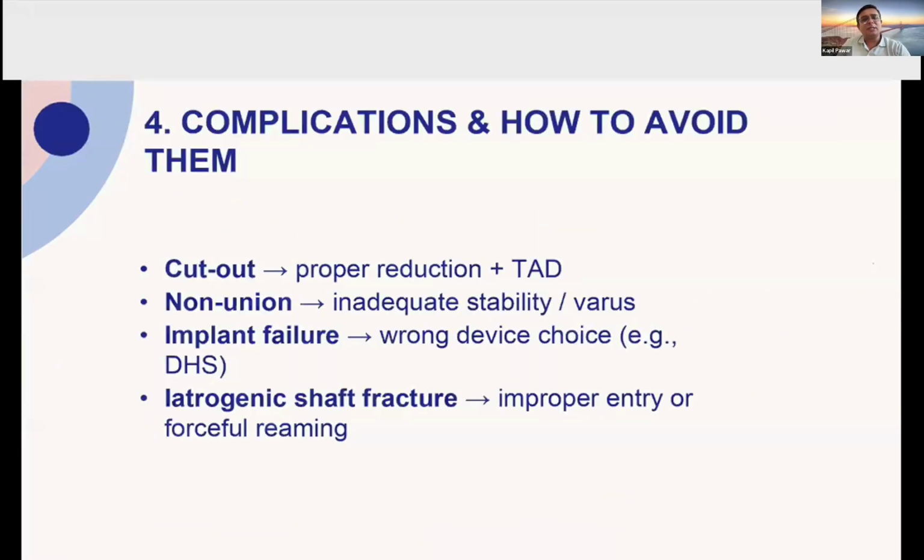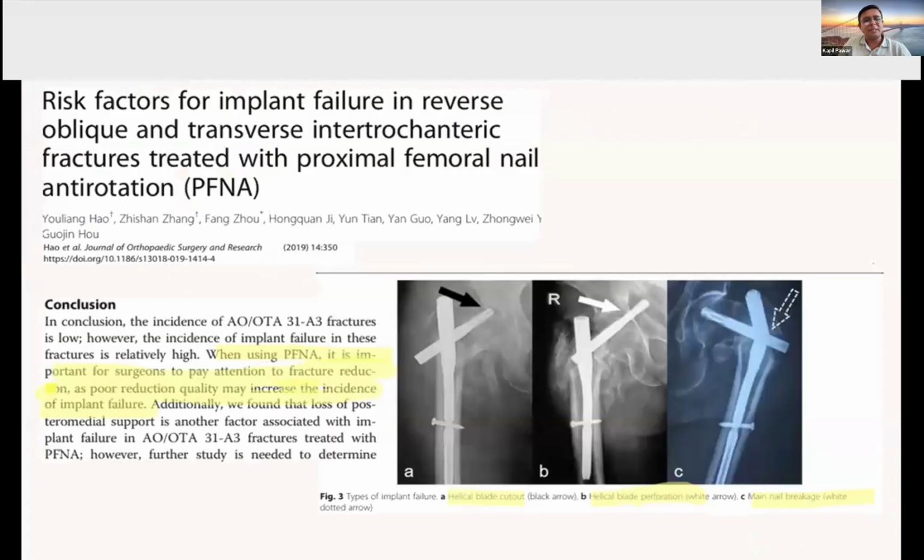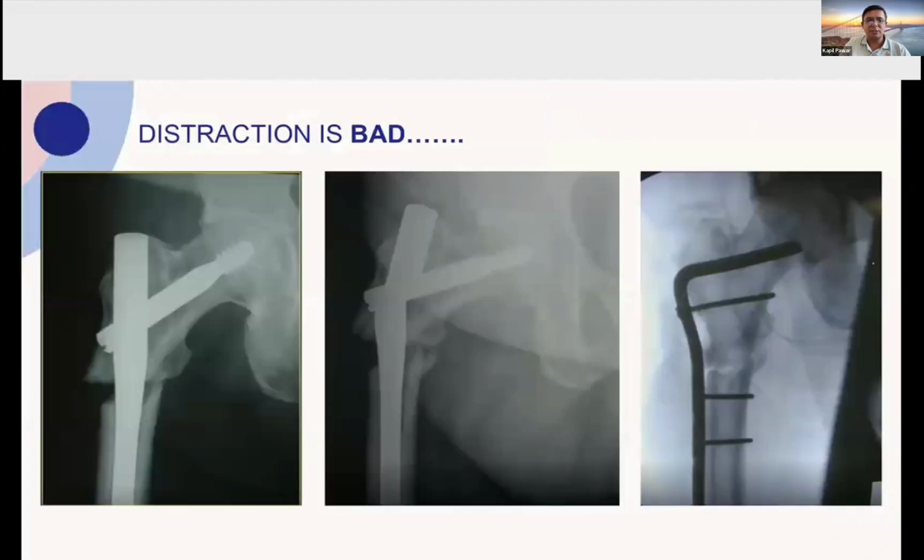The complication to avoid is basically cutout. If you do a proper reduction and then put an implant, then maintain a good TAD, the cutout will not be there. You have to avoid varus at any cost to avoid implant failure. Going back to the problem, implant failure can happen if there is not a good reduction. If it is in varus, if it is in distraction, even the nails will fail. And that has been highlighted quite a lot. As you can see in this X-ray, it was in varus, it was in distraction, the nail failed.